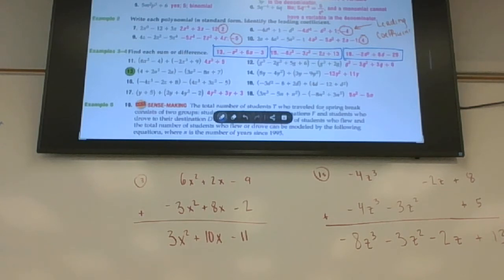I'm sorry. I didn't mean to. So I rearranged the top. The top wasn't in standard form order, because the n squared should be before that minus 5n.